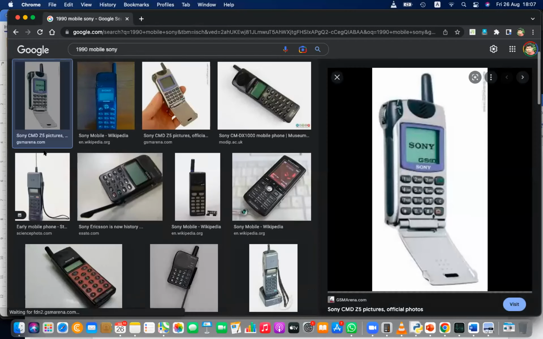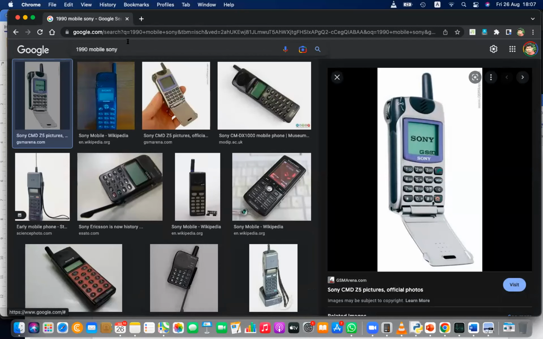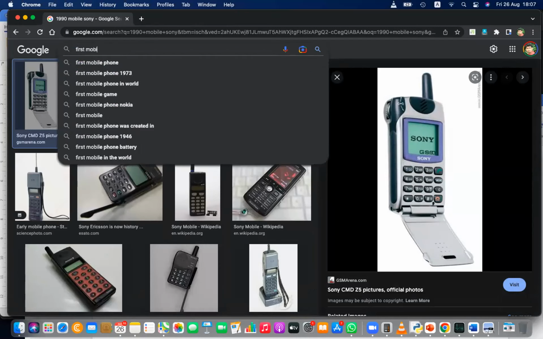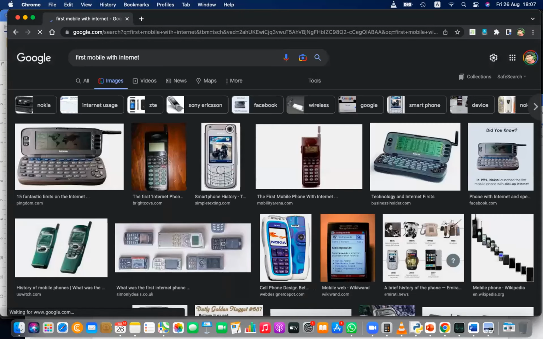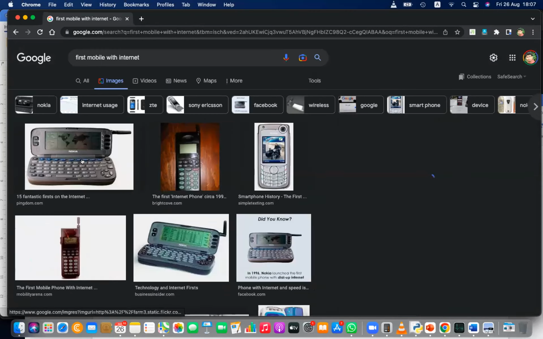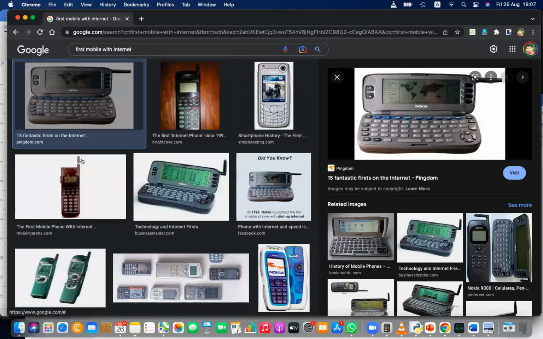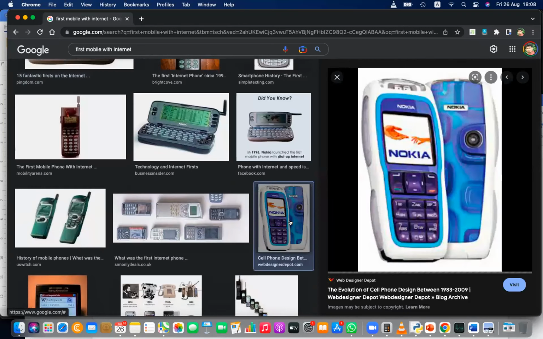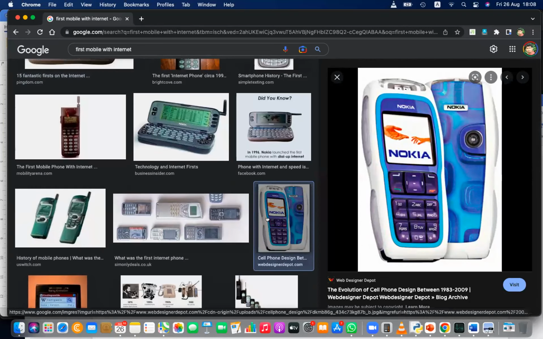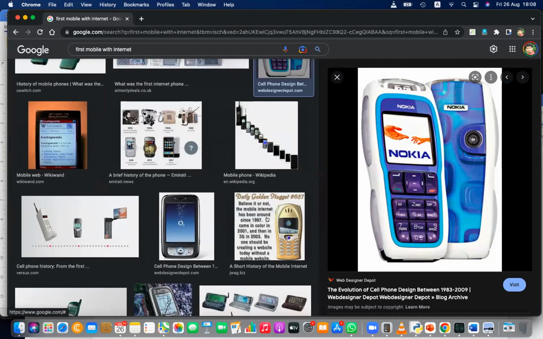Sony has introduced this kind of mobile. The first mobile with internet was actually text-based messages, so this was what was given initially. It was not a graphical user interface. Later, color display mobile phones were introduced, and we could browse the internet.